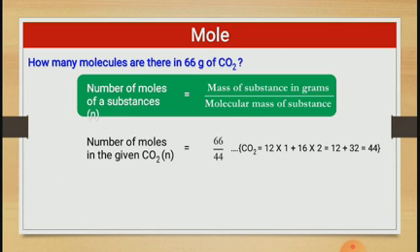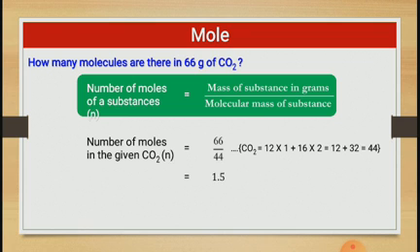The atomic mass of carbon is 12, and how many carbon atoms? 1. Plus oxygen, whose atomic mass is 16, and how many atoms? 2. So 12 into 1 plus 16 into 2, which is 12 plus 32. It will be 44. So the molecular mass will become 44. Now 66 divided by 44 is 1.5.